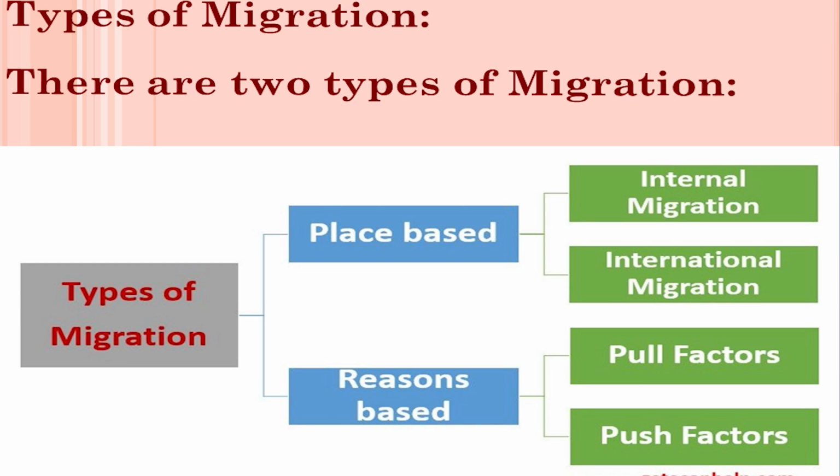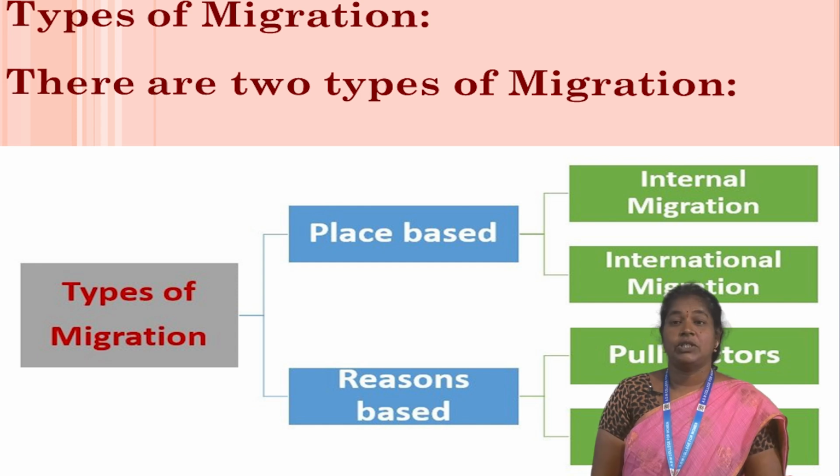Types of migration. There are two types of migration. One is place-based migration. Number two, reason-based migration. Place-based migration is divided into internal migration and international migration. Reason-based migration is further classified into pull factors and push factors. These are the two factors by which people move from one place to another.